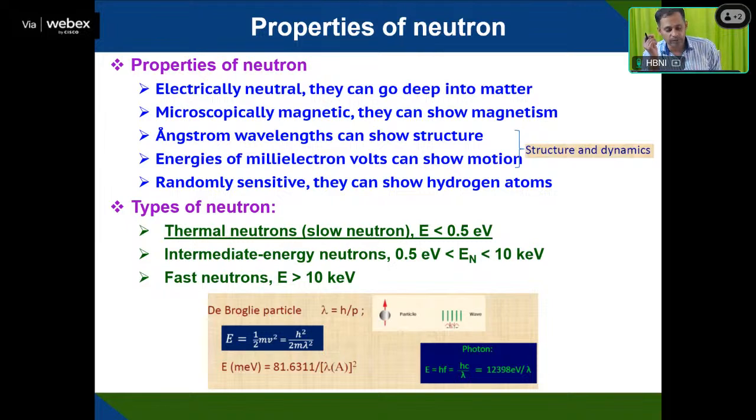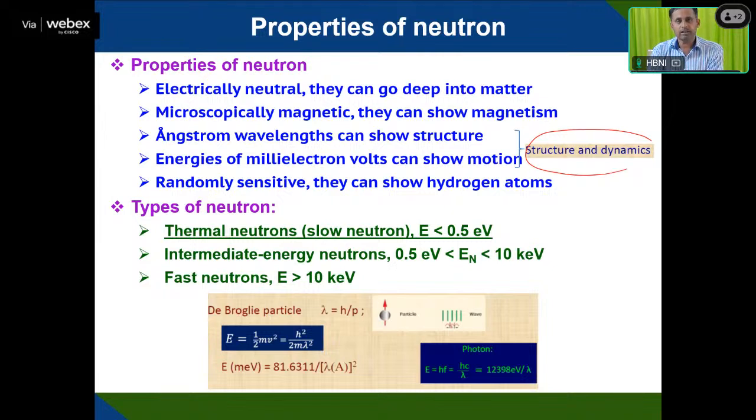Because the wavelength is very, very low, you will be able to see the structure at the angstrom level. That means it can give you both structure and dynamic properties. The energy in the milli electron volt range can show motion, and the angstrom wavelength can show the structure. So you'll be able to see the structure and dynamic properties by using neutrons. And they are sensitive enough to show even hydrogen atoms.